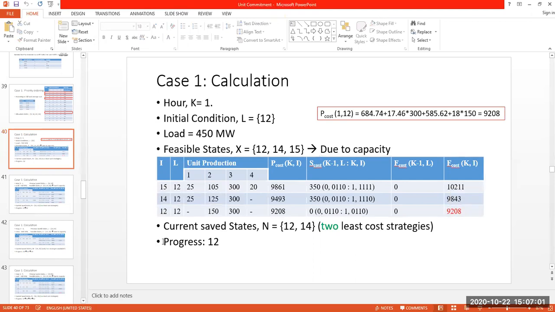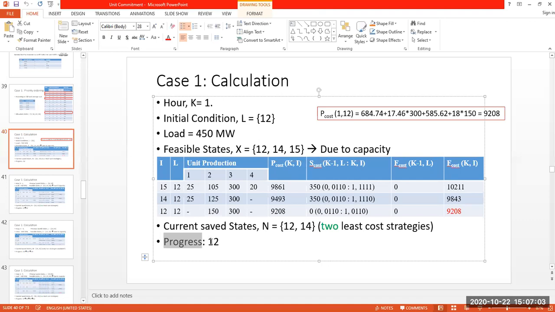So the progress, the last line of the slide says progress. Progress means what are the states I'm going through? How am I progressing for solving the unit commitment problem throughout the hours? I have an 8-hour problem. So in hour number 1, I have moved to 12, whereas initially I was also at 12. In hour number 1, I am staying at the same state.